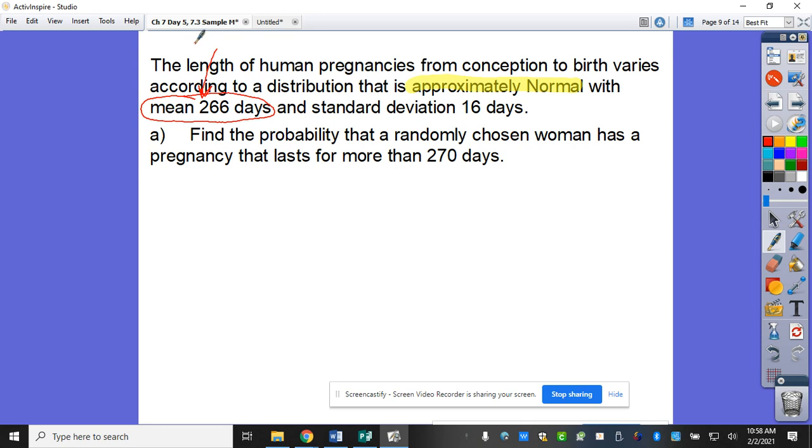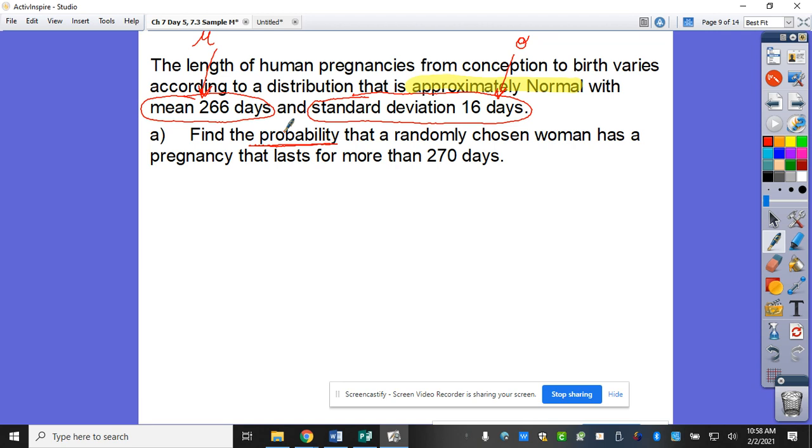Mu or X bar? Because that's the entire population. And this is my what? What symbol? You need to get in the habit of writing things as you read. Otherwise, you're going to have to read it once, figure out what to do, and then read it again. If you get in the habit of doing that as you go, you'll save yourself a lot of time and not miss stuff. Now it wants us to find a probability that a randomly chosen woman has a pregnancy that lasts for more than 270 days.